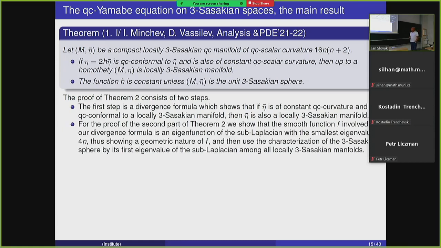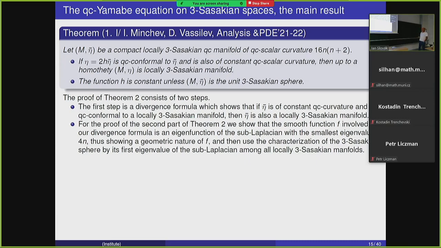And for the proof of the second part of the theorem, we show that the smooth function f involved in our divergence formula is an eigenfunction of the sub-Laplacian with the smallest possible eigenvalue for n. And this shows actually a geometric nature of f. And then we use the characterization of the 3-Sasakian sphere by its first eigenvalue of the sub-Laplacian among all 3-Sasakian manifolds.